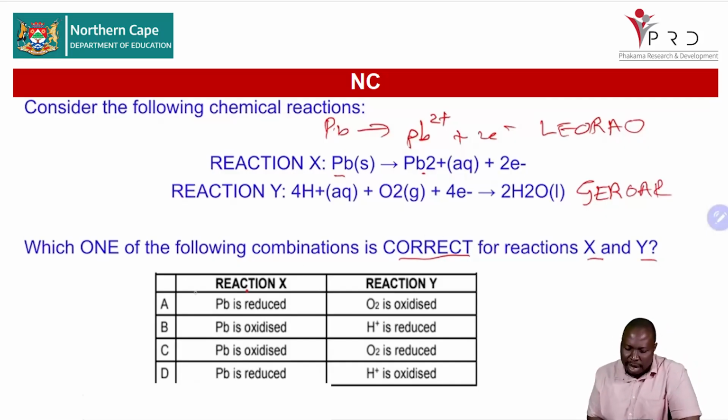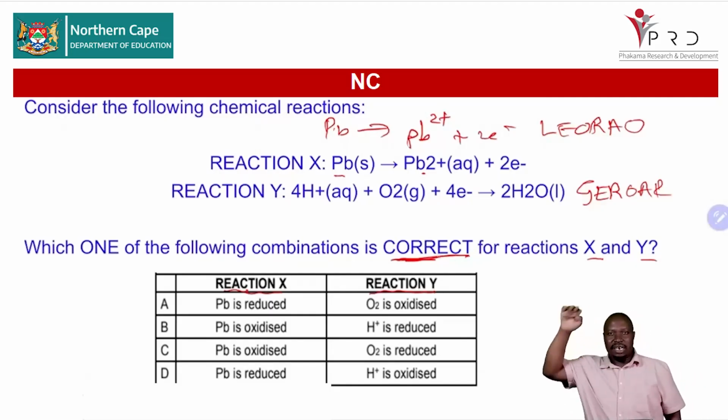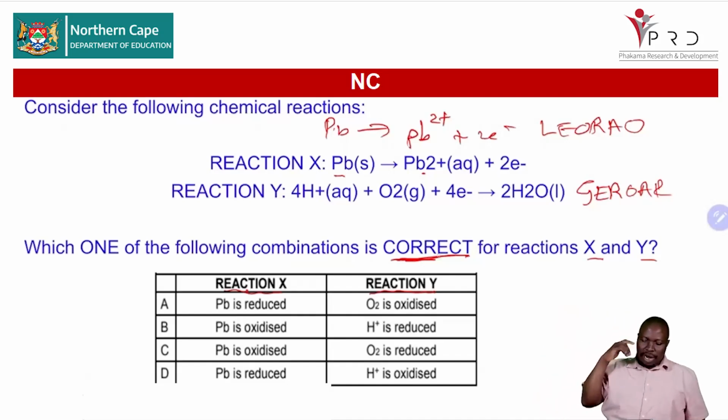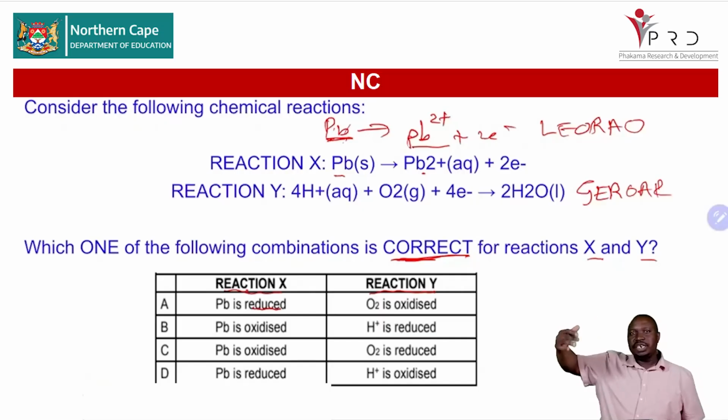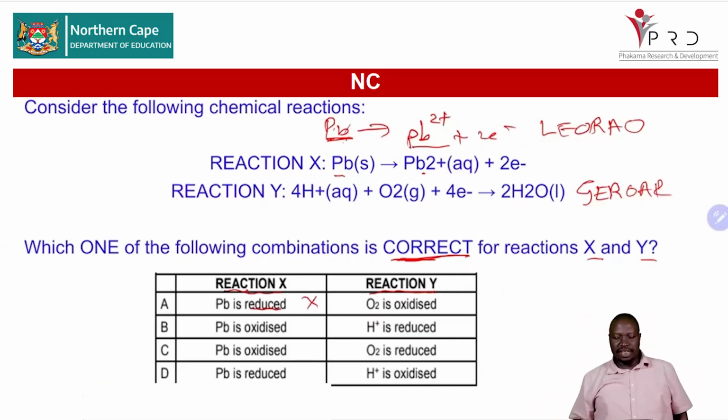In the first column we were given reaction X, and in the second column reaction Y. So we were looking for the correct one. It's very important to know that we are looking for the correct one, which means the other three are incorrect. Now let's look. Number A, they are saying Pb is reduced, which is not correct because Pb is oxidized from Pb to Pb2+. Its oxidation number has increased. So this is wrong. We don't have to go any further.